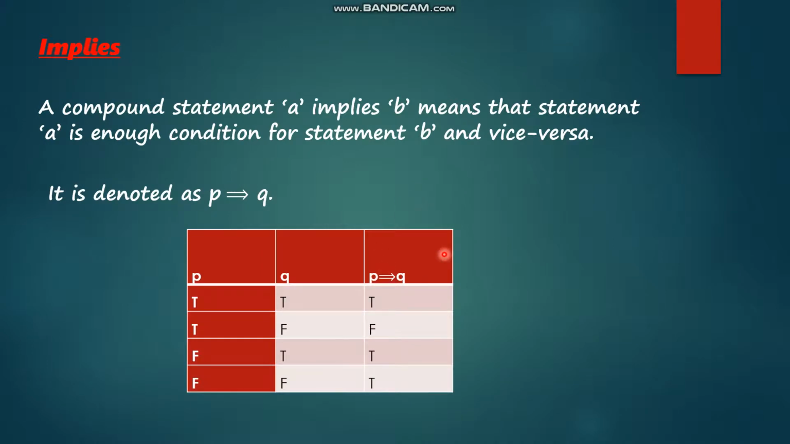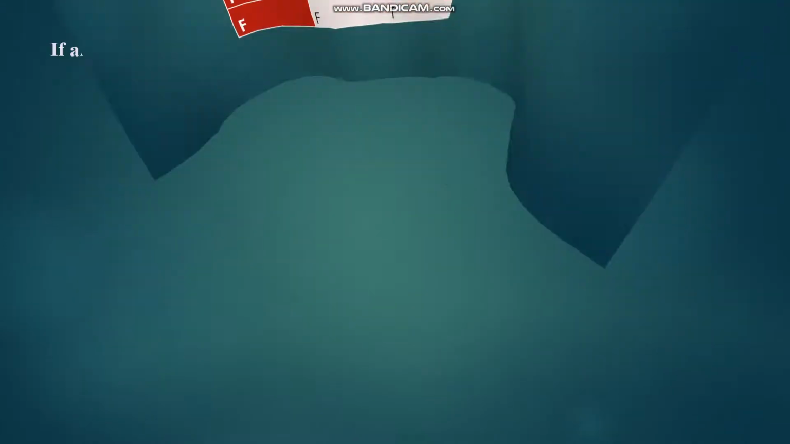And this is the truth table for the implies operation. And here you should remember this. Implies is false only in the case of the first statement being true and the second statement being false. In all other cases, the implies is a true statement.